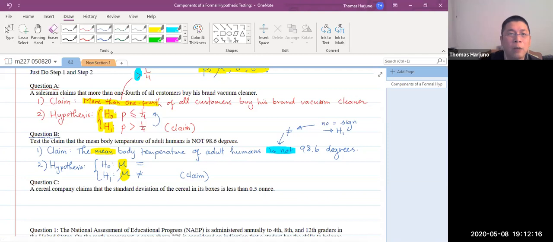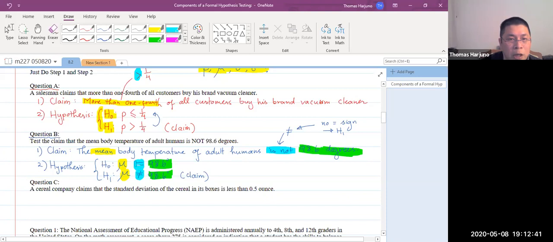Okay, and then how about the constant? The constant is 98.6 degrees. So this is the constant, and this is the inequality and equality sign.